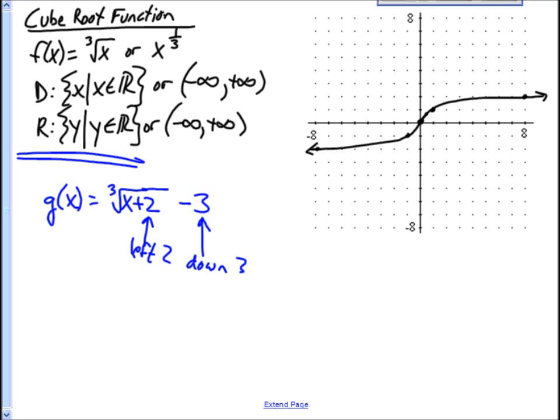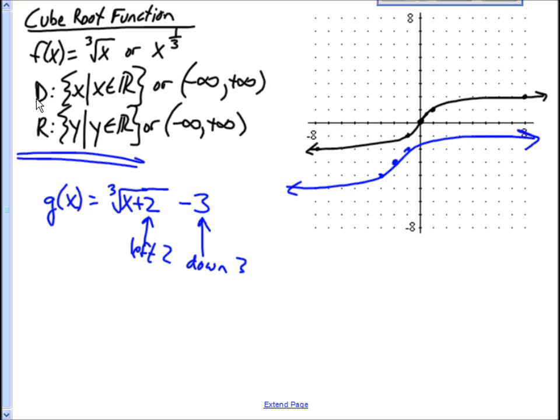But I'm going to take that origin and move it left 2, so 1, 2, but I've also got to move that thing down 3, 1, 2, 3. So that's where that origin ends up, left 2 and down 3. Right there. And then all those other points go along with it. And soon enough, you've got the old cube root function shifted. A concrete shift there, if you will.